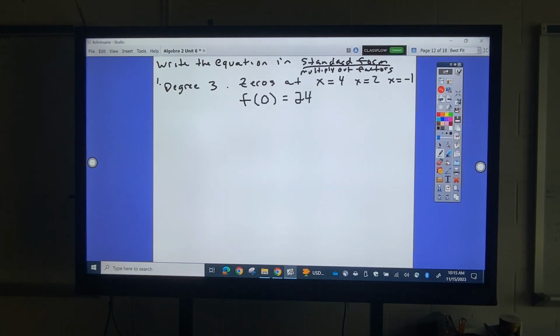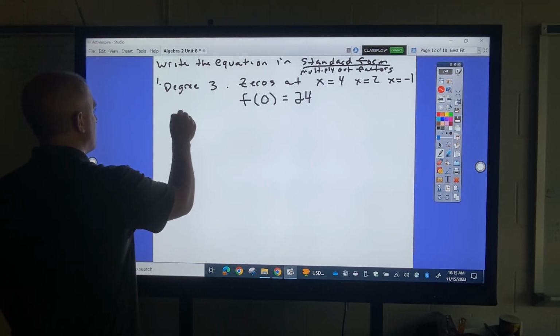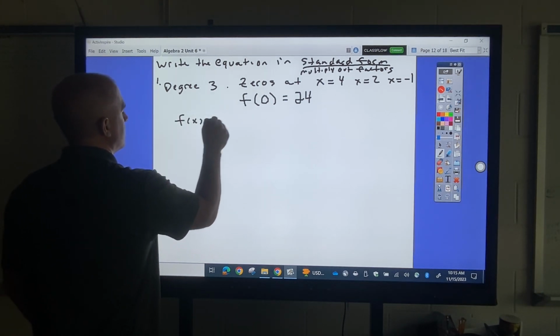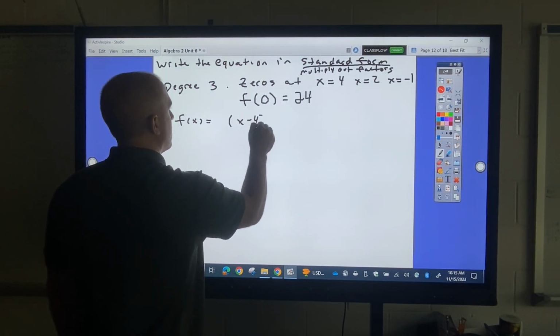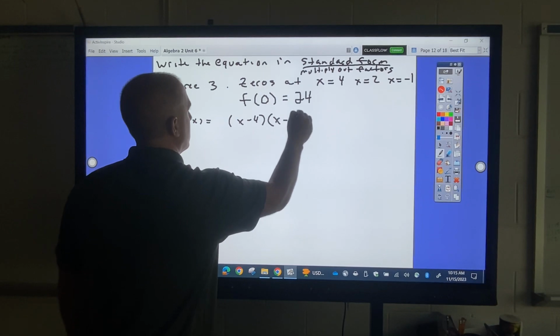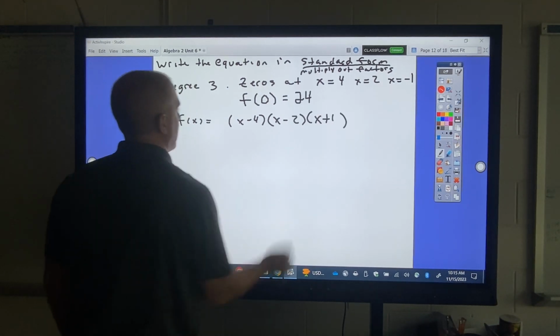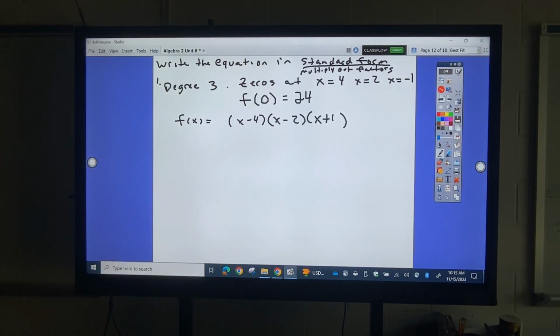All right. Now they're telling me I've got 3 zeros, degree 3, with f of 0 equal to 24. So here's how this is going to start out, a little different than the other one. x minus 4, x minus 2, x plus 1. Now, you don't have to create an additional factor, because I've got 3 factors, 3 degrees.